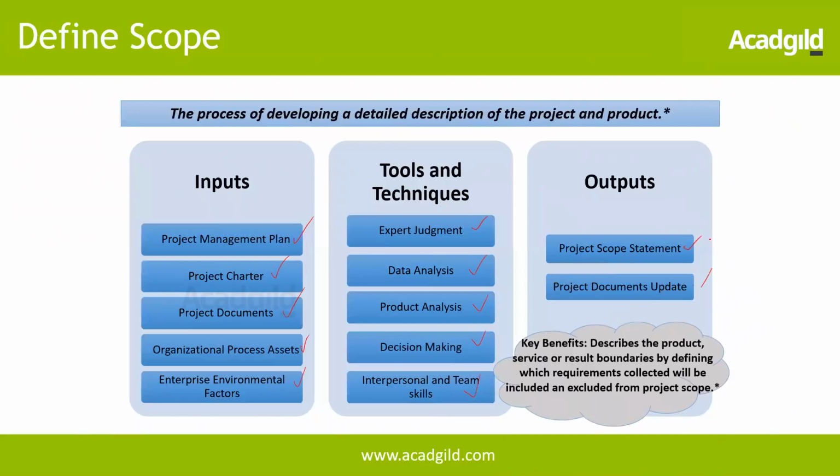So the key benefit is that it describes the product, service or result boundaries by defining which requirements collected will be included in and excluded from the project scope. So what is included and excluded? That's very, very important. The scope statement is important, and we need to baseline it over a period of time. So whenever a new requirement comes in, it will be measured against the project scope statement.